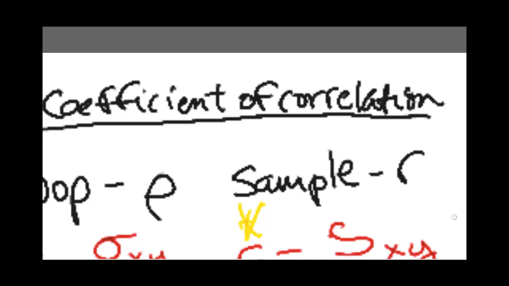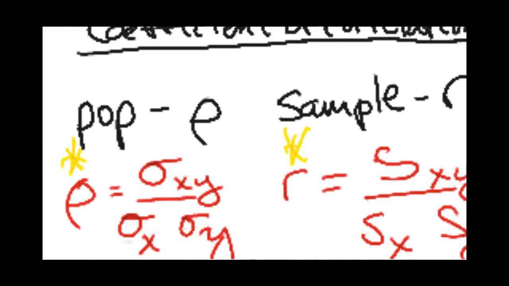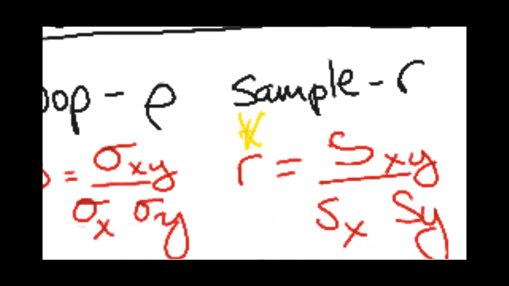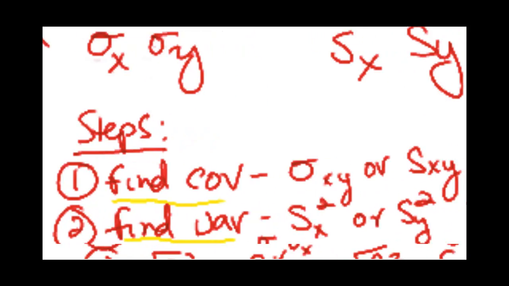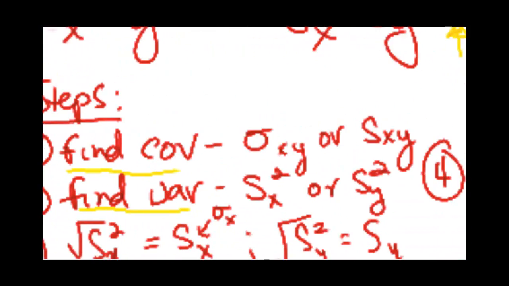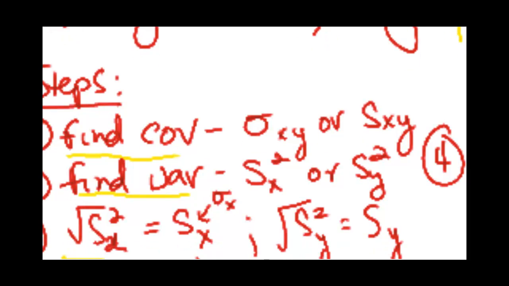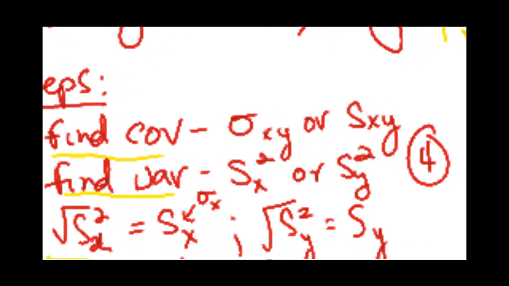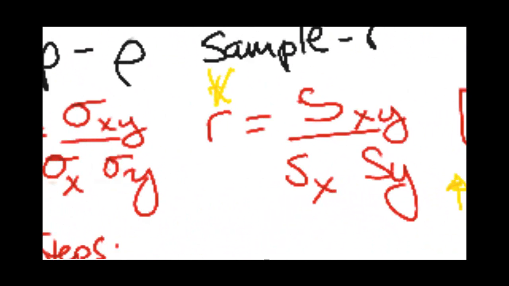Today we're going to look at coefficient of correlation. We're going to do an example. Real quick, the steps: you're going to need to be able to calculate your covariance, whether we're talking about the sample or the population. And then after that, find the variance. After that, square root the variance to get the individual standard deviation. And then plug into these formulas right here, depending on whether you have sample or population.